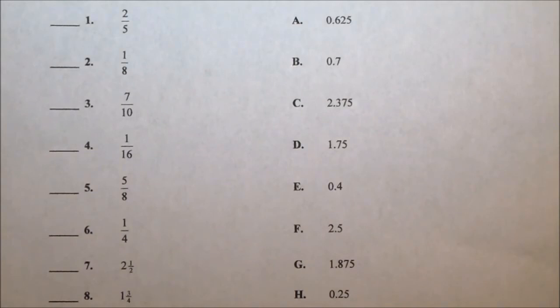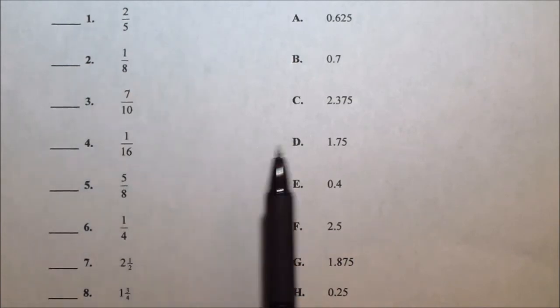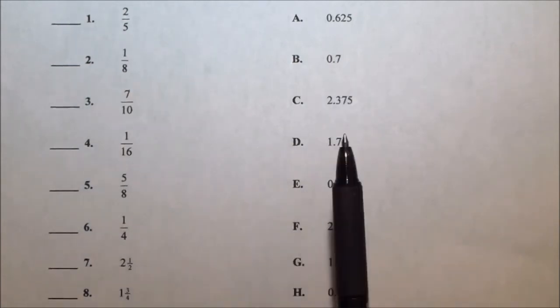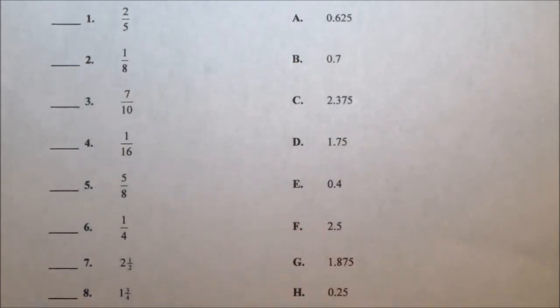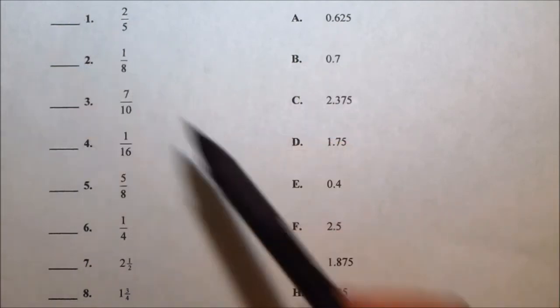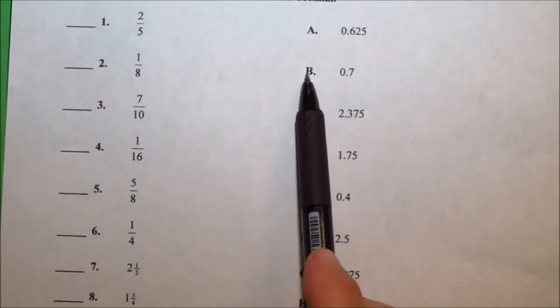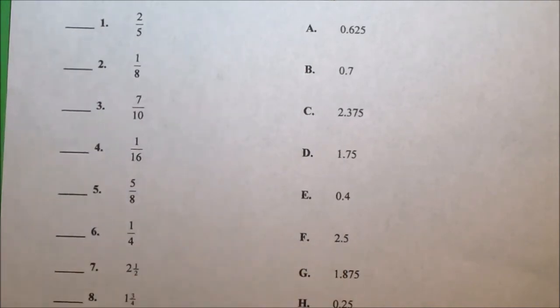So you're going to have to figure out, convert these fractions to decimals or the decimals to fractions and get them matched. Here's what I do not want you to do. Do not draw lines matching them across like that. Don't do that. It makes it hard to grade it. Make sure you're putting the letter on the line where it goes.